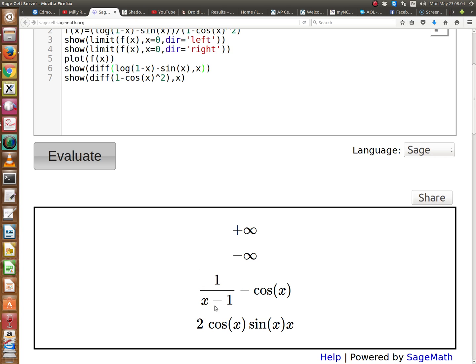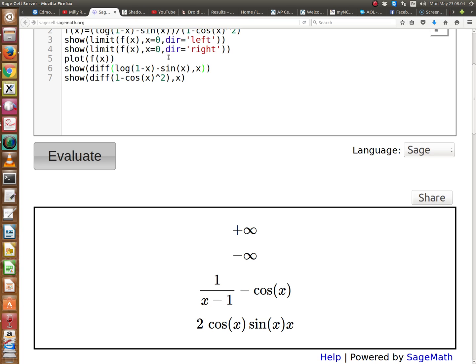Sure. 1 over 1 minus x and then change the sign? Yeah. And then the derivative of negative sine is, derivative of negative sine? Is it negative cosine? It is, right? Okay, what about the denominator? How'd they get the derivative of 1 minus cosine of x squared is 2 cosine sine?